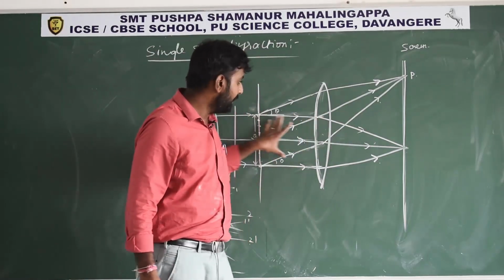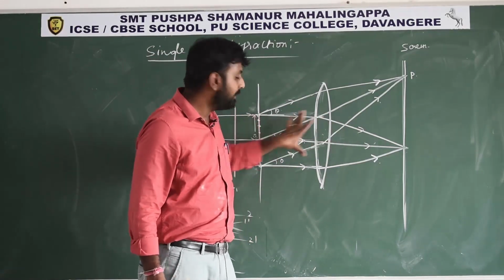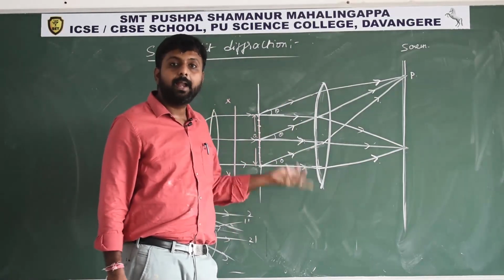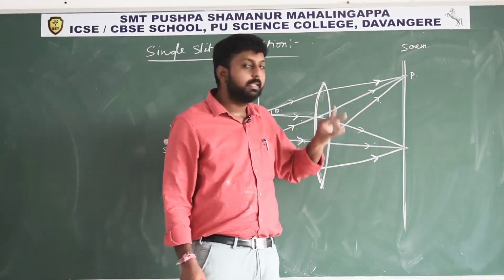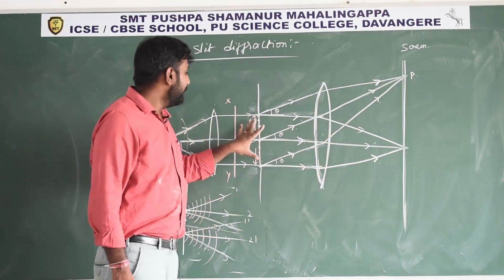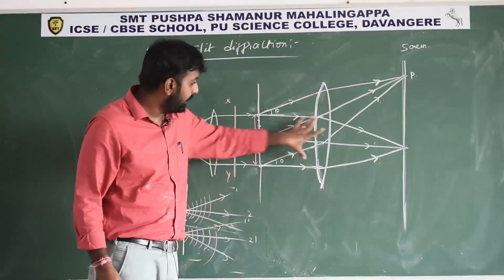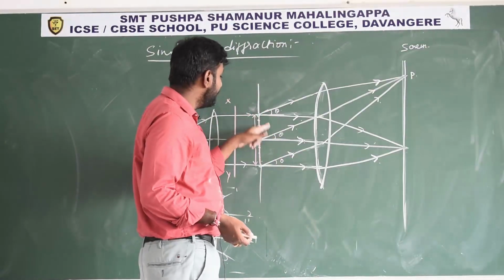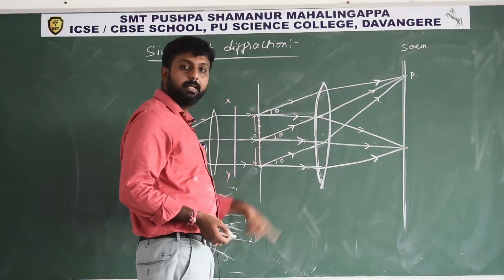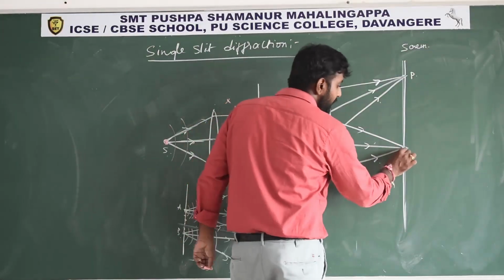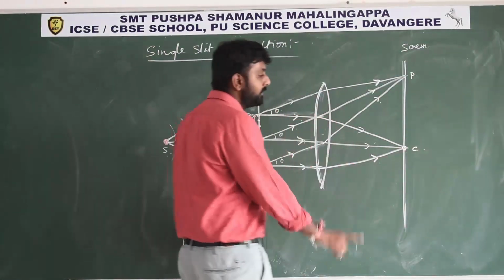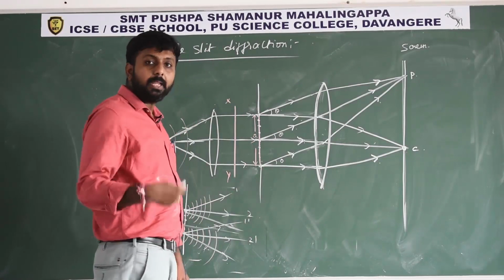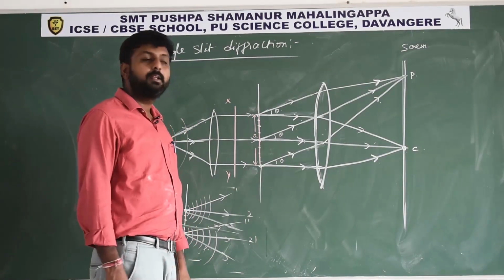The light rays are traveling parallel to the principal axis and parallel to each other. This is the second set of light rays, and for this second set there is no path difference. How much distance this light ray travels, this light ray will also travel the same path. Hence at this point, at the center of the screen, you will observe a bright fringe or central maxima.